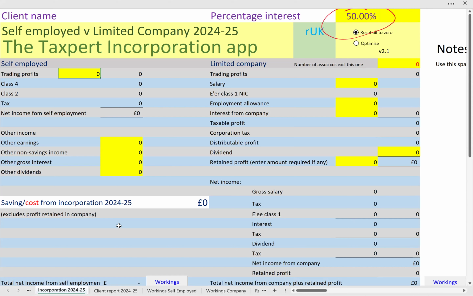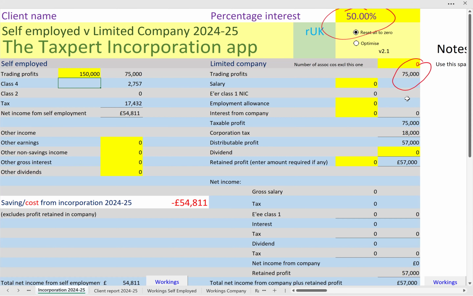Now, as usual, we will enter the trading profit, and if the self-employed trading profit was, let's say, 150,000, then the calculator will automatically take the individual's share based on the 50% in this case that you've entered. And so we're looking at 75,000 either as a partner or a share of company profits, and that 75,000 is automatically picked up over there.